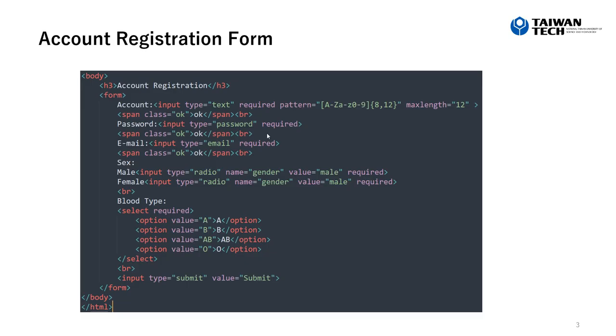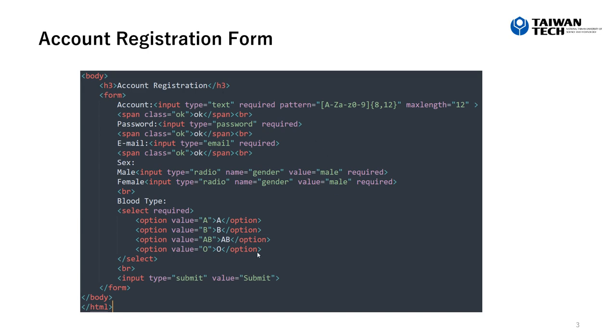Now you needed to create a form like that. We needed to have our account, password, email, sex, or our blood type for this. And there are things you needed to notice. The first thing is required. Required just tells the other people all these texts you must fill in. So you needed to set up a required in here.